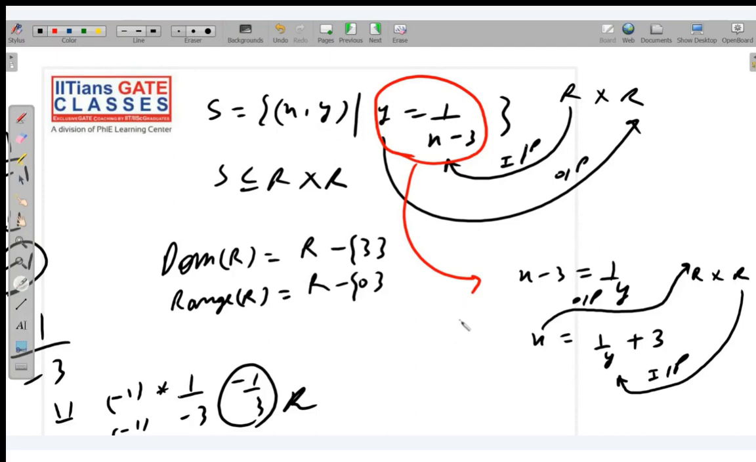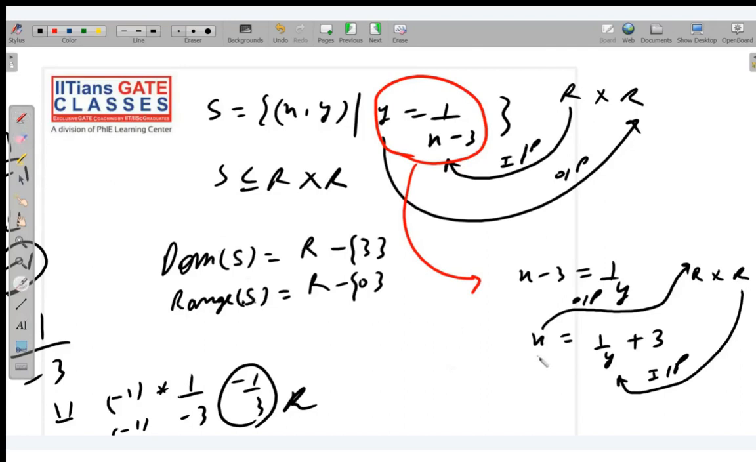Domain of S and range of S is still in. So in answer is domain of S. Okay. Domain of S, yes. Domain of S, range of S. I understood this. Okay, yeah.